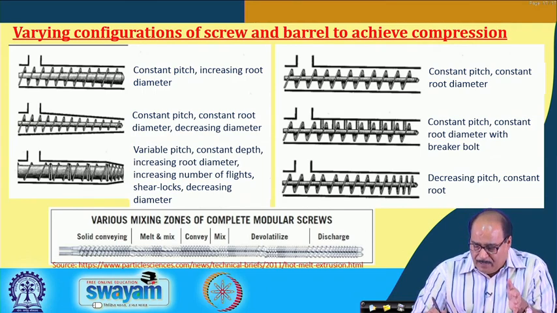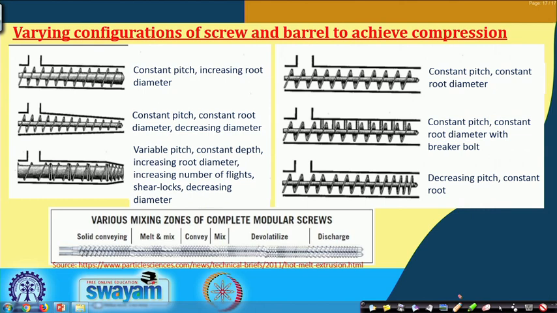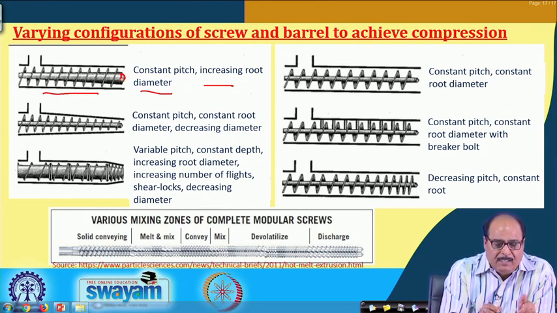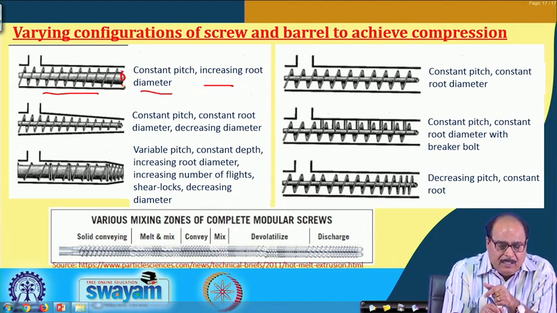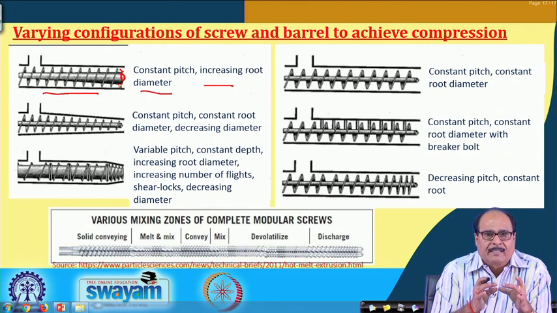In this figure, different configurations of screw and barrel are shown, which are present in commercial extruders. Both the configuration of the screw as well as the configuration of the barrel give the desired compression. For example, in this case there is a constant pitch with increasing root diameter, that is, the root diameter is increasing from this side to this side, but the pitch is constant. So the space between the barrel and the screw is less. Obviously, there will be more pressure and more compression.